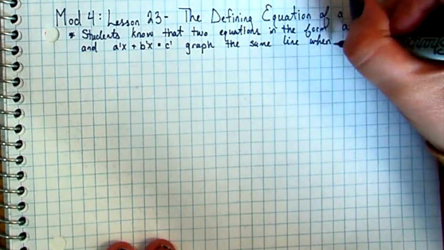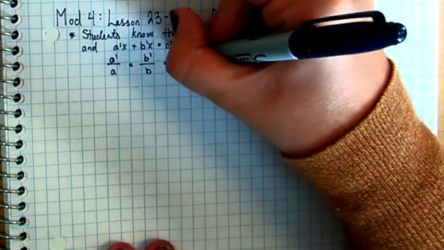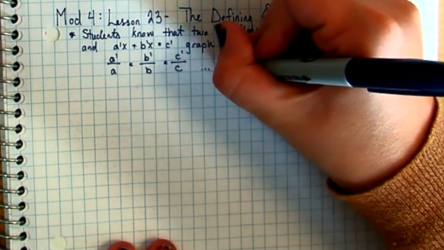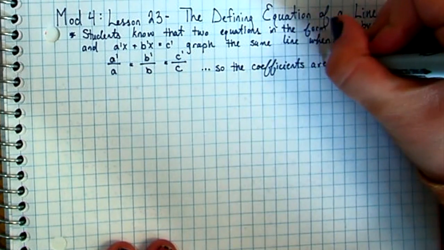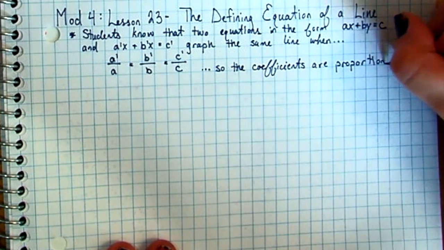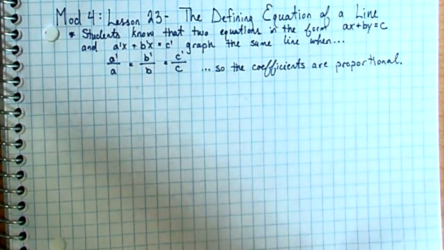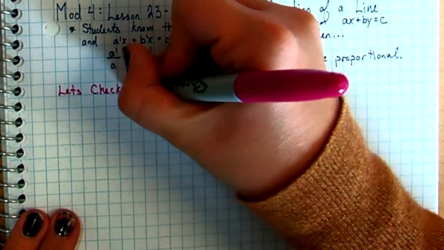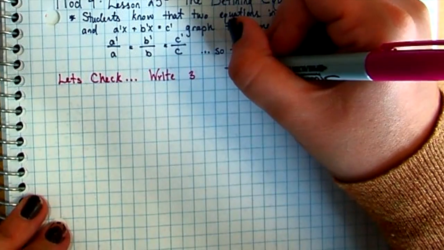when a prime over a equals b prime over b equals c prime over c. So what that tells us is that the coefficients of our equation are proportional to one another. That means I use the same scale factor to adjust those coefficients throughout, and I'll end up with the same line. So let's check and figure out if we can make this work.